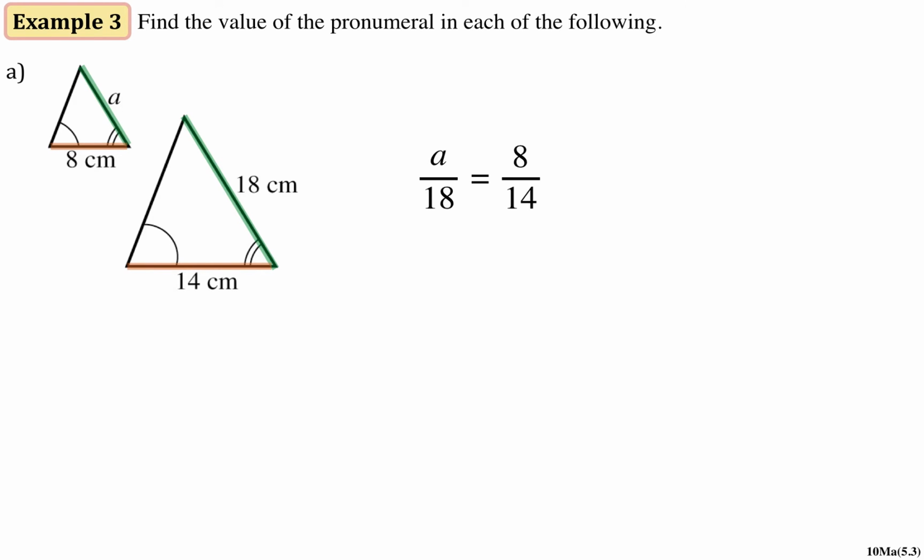Now you could cross multiply or you could do whatever you like with this one. I'm going to times both sides by 18, and when I times both sides by 18, I get 8 times 18 over 14, which cancels to 10 and 2/7 if I take it to a mixed fraction. So A is 10 and 2/7 centimetres long. So it's a bit messy, but can be done.